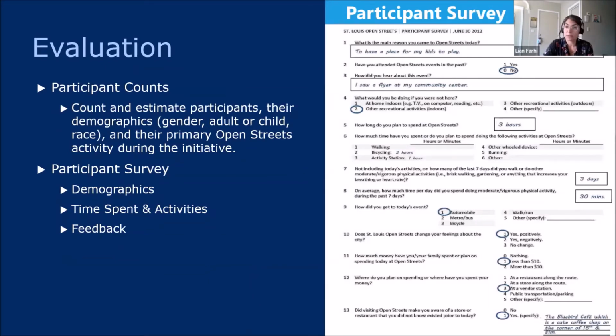One part would be just a participation count. You want to understand who are the participants that are using the streets, with a few basic demographic characteristics, including gender, whether we're looking at adults, kids, elderly, and also what are they doing when they're at the open streets, what kind of activity they're engaged with. You can use surveys to gather this information and ask about demographics, the time that they spend, the activities, and any other feedback that they might have for the open streets.